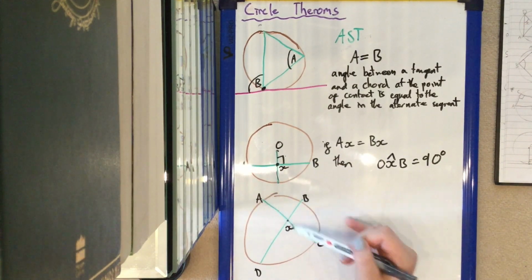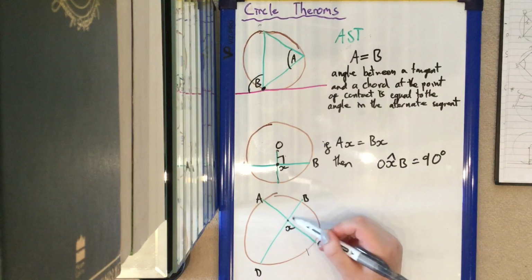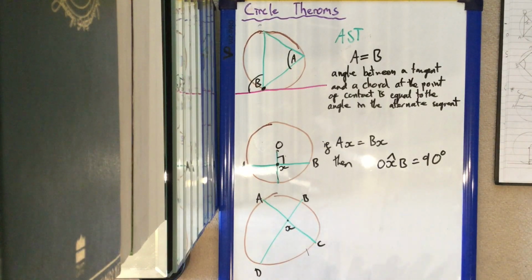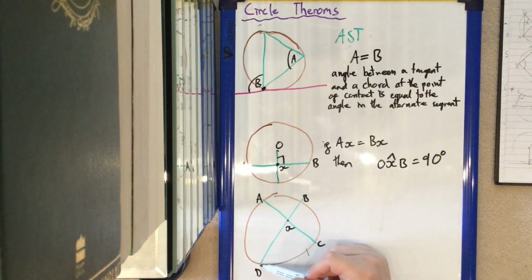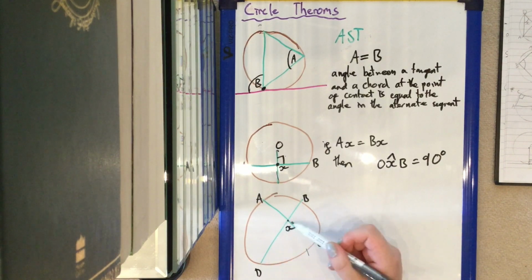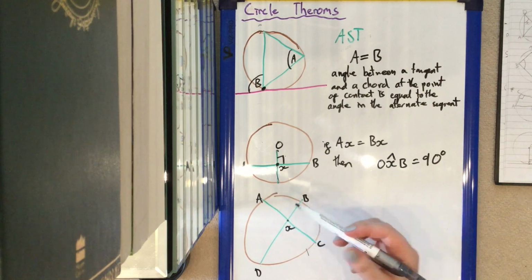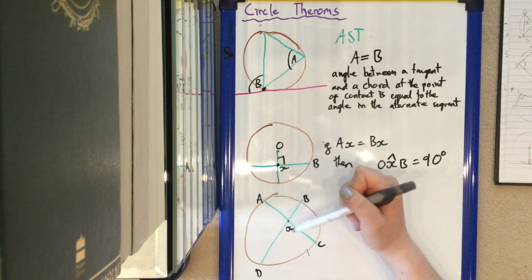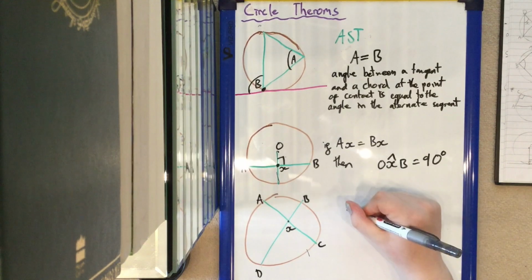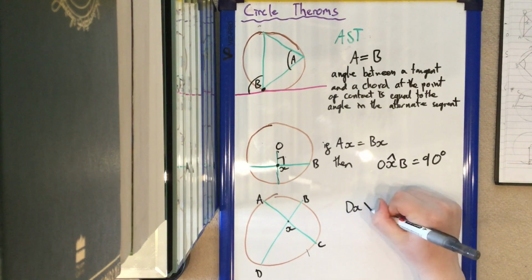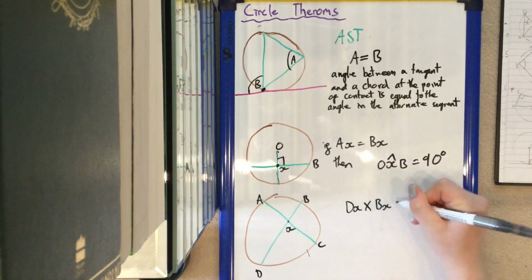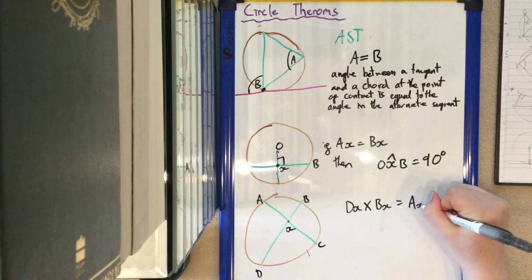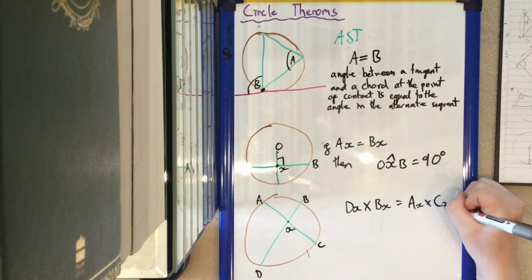On this one I have two chords and I've labelled their point of intersection X. Now this is a little complicated, but bear with me. If I take the distance DX and multiply it by the distance BX, it will give me the same result as if I'd done AX times CX. So I'll just write that out. DX multiplied by BX is the same as AX multiplied by CX.